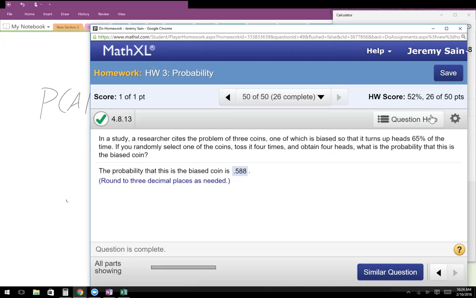Anyway, so again, in real life, Bayes' theorem actually comes up a lot. We're just going to leave it at that.